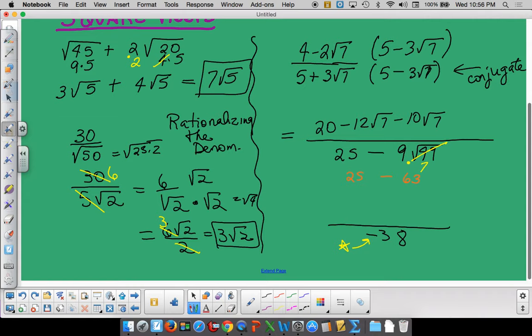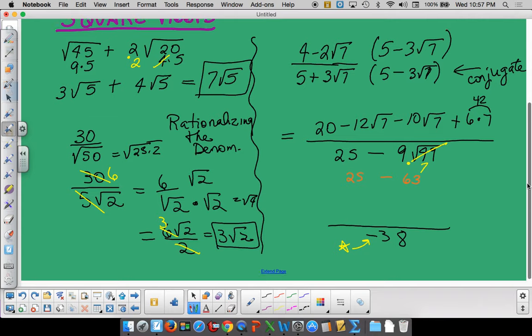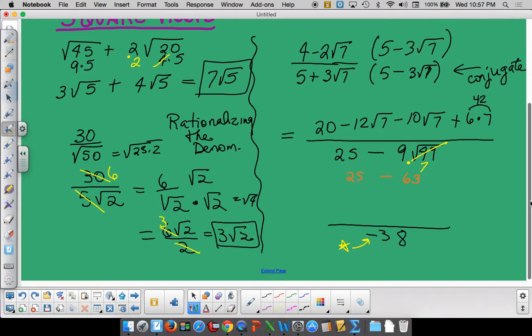Now, I would prefer you learn the shortcut to this. Negative 2 times negative 3 is positive 6. What is square root of 7 times square root of 7? That's really critical. You need to know, yes, square root of 7 times itself is square root of 49. But really, square root of 49 is just 7. If you take square root of 7 times square root of 7, you will get 7. So you just have 6 times 7, or a combined 42. Now add up your like terms. 20 plus 42 is 62. And negative 12 minus 10 square root of 7, that's negative 22 square root of 7.